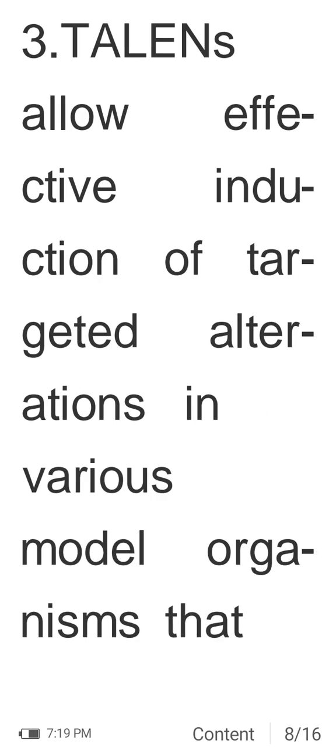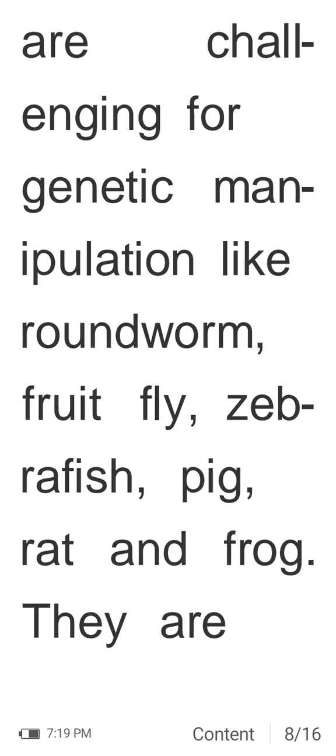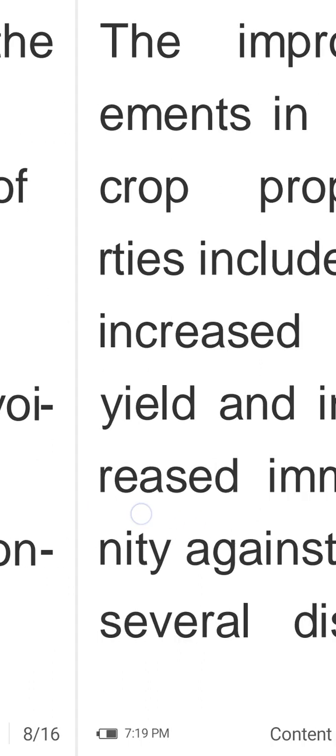So, TALENs allow effective induction of targeted alterations in various model organisms that are challenging for genetic manipulation, like roundworm, fruit fly, zebrafish, pig, rat, and frog. They are also involved in endogenous genomic modification in cells of silkworm, cricket, and cow. Recent improvements in TALEN techniques support the study of genomes in wheat plants and allow rapid modifications in the agronomic properties of the crop. They also help in avoiding the need for non-host DNA.